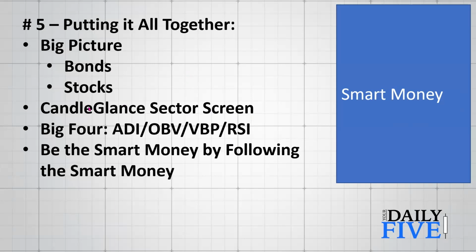Set up a good CandleGlance sector screen for yourself so you can look at the whole market or the areas of the market you're interested in at the same time. You can see what's going up or going down simultaneously. Focus on these indicators, accumulation distribution, because that tells you what the short sellers are doing. On balance volume, because that tells you what the buyers are doing. This is the smart money. Volume by price, that tells you where the important support and resistance is.